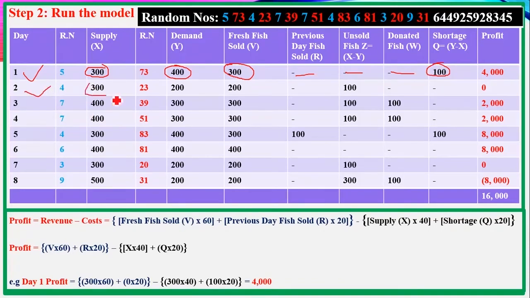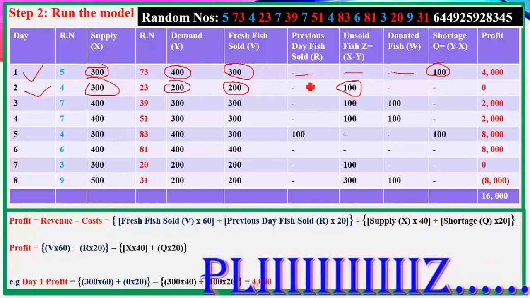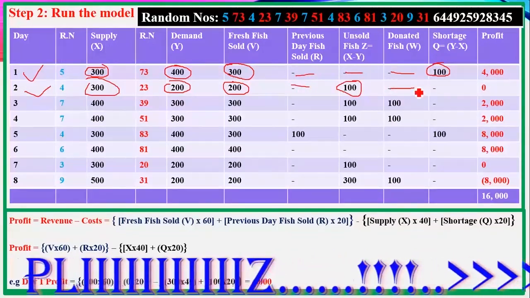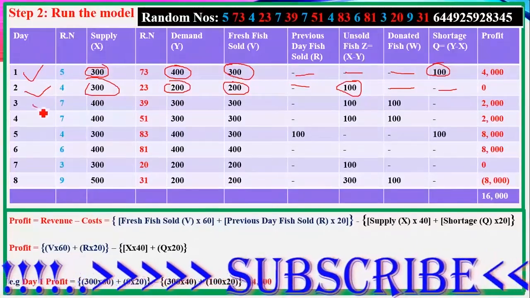We go to day 2. Day 2, the supply is 300. The demand is 200. What does it mean? It means the supply is more than the demand. So we are having excess. So we are going to sell whatever is being demanded, which is 200. Then the excess is going to remain as unsold. So we have unsold 200. We don't have anything for previous day, not donated, nothing for the shortage.